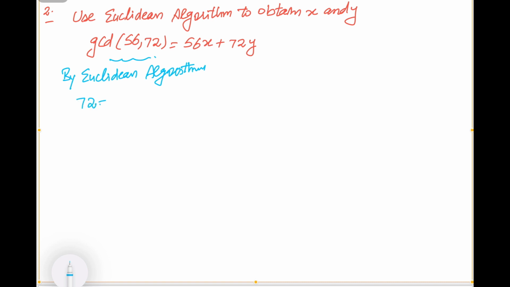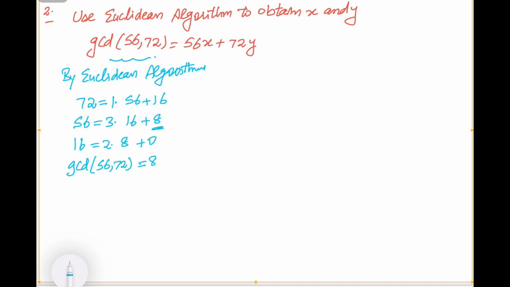When we divide 72 by 56, quotient is 1, remainder is 16. Now we divide 56 by 16, quotient is 3, remainder is 8. Now we divide 16 by 8, quotient is 2 and remainder is 0. So GCD here is last non-zero remainder, that is 8. So GCD of 56 and 72 is 8.